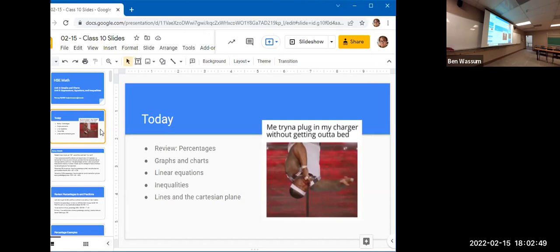And once we pass that up, we have linear equations that we're going to start taking a look at. And if we have time, we have a lot more of it. I probably have the next two or three classes on this slideshow alone. So it'll be fun.